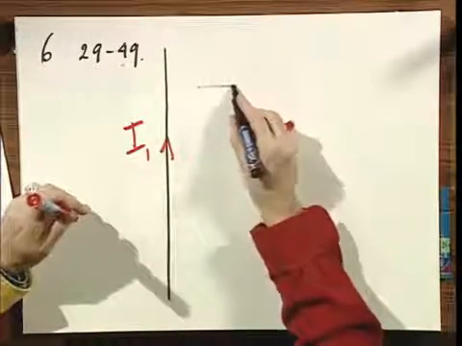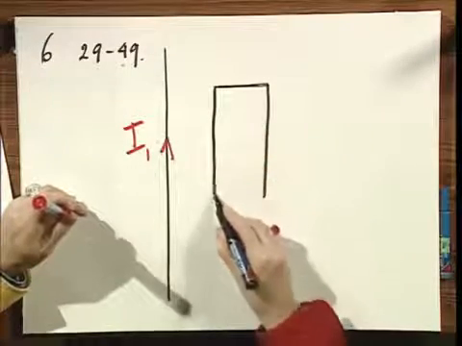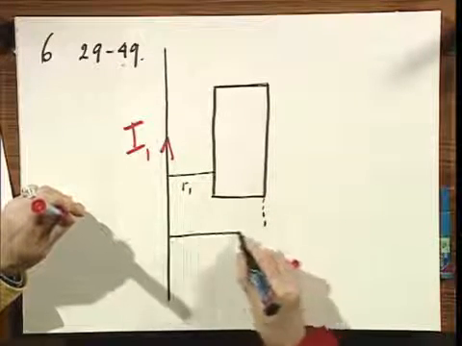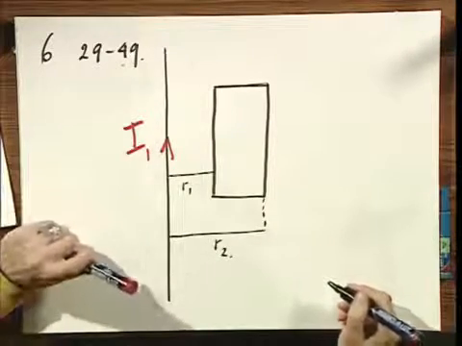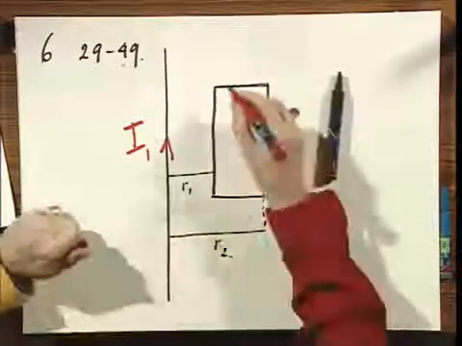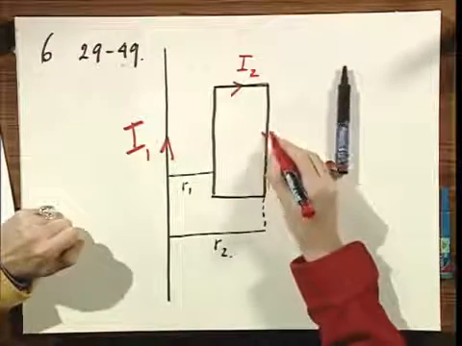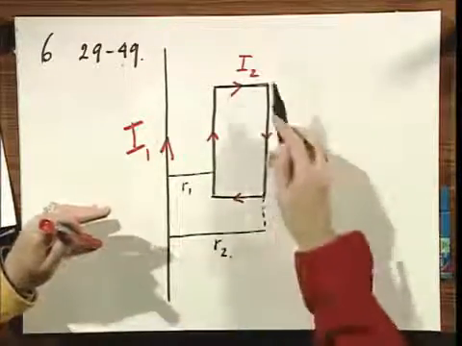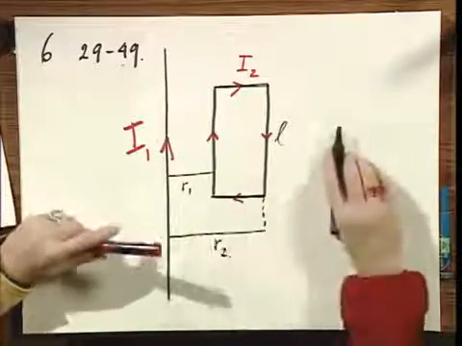And here I have a loop, a rectangular loop, and this distance equals R1, and this distance equals R2. This loop itself has a current going through it, I2. And the length of this arm equals L. And the length of this part, of course, is R2 minus R1.